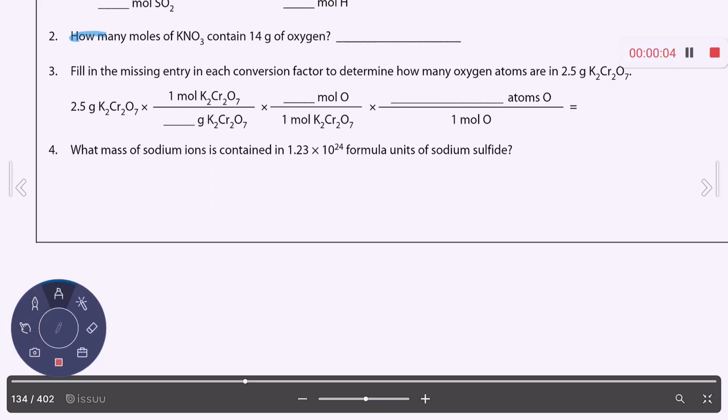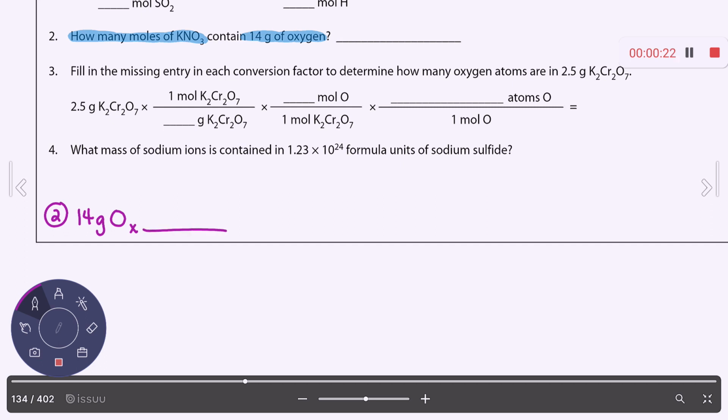Okay. Number 2 wants to know how many moles of potassium nitrate contain 14 grams of oxygen. So for number 2, we are given 14 grams of oxygen, and it's just O, not O2, because it's oxygen in the chemical formula, okay?